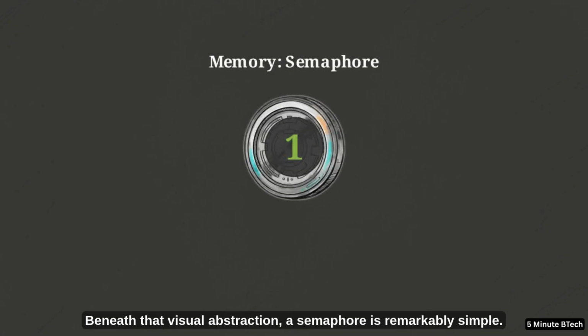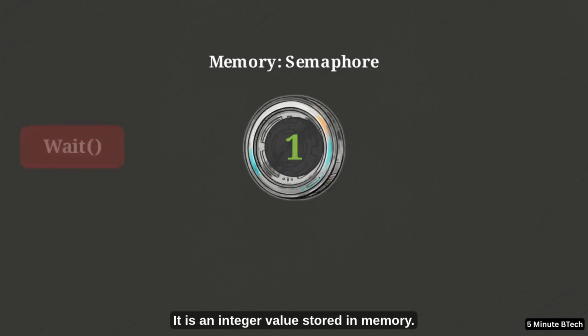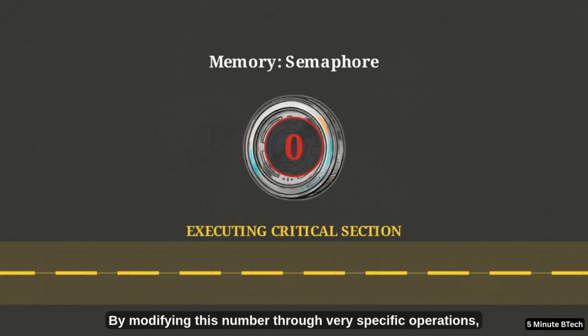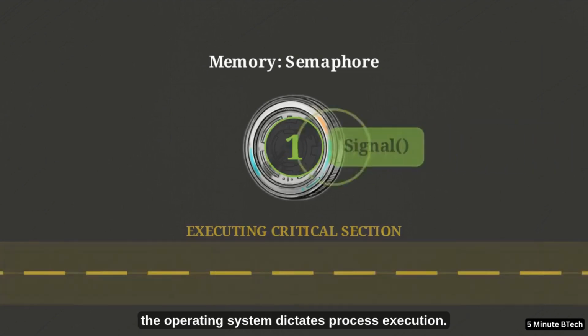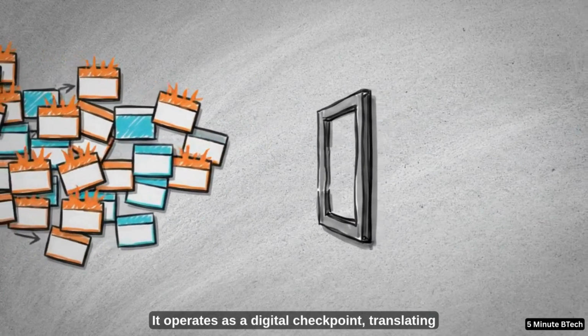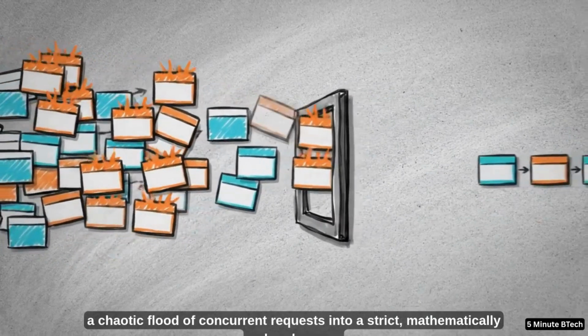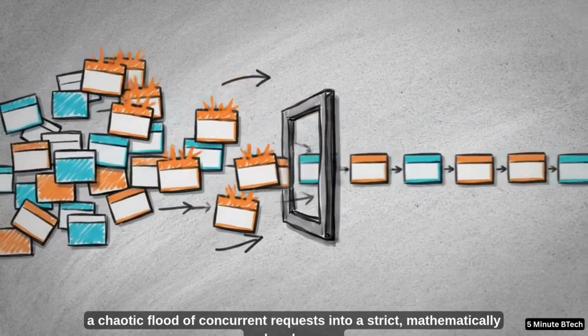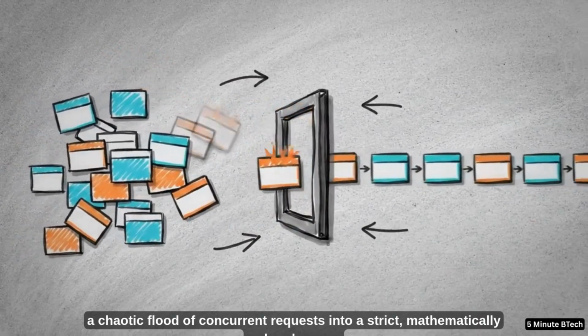Beneath that visual abstraction, a semaphore is remarkably simple. It is an integer value stored in memory. By modifying this number through very specific operations, the operating system dictates process execution. It operates as a digital checkpoint, translating a chaotic flood of concurrent requests into a strict, mathematically ordered queue.